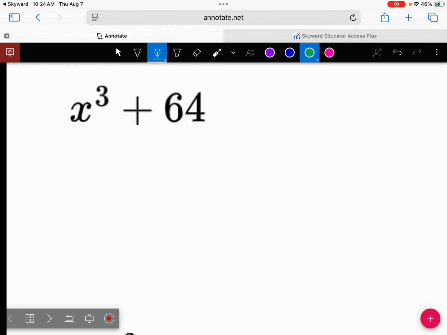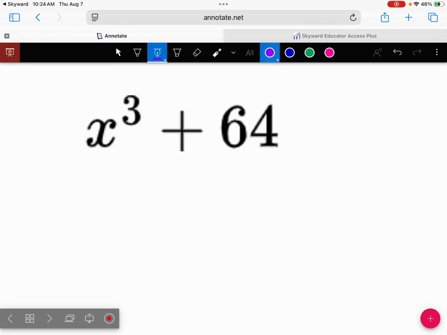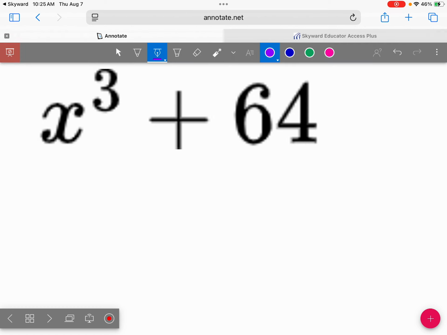So we've got up here our x cubed plus 64, and we're going to put this in factored form. Again, we should always check for GCFs first. I don't have one because I don't even have a coefficient on my x cubed. So we're ready to rock and roll. I suspect this to be a sum of cubes, partly because it's on the sum of cubes page, partly because I see a cube. When in doubt, look for that.